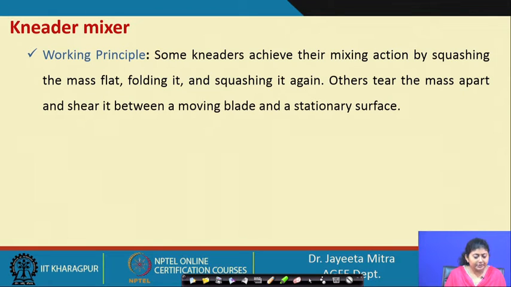Then the kneader mixture. The working principle is that some kneaders achieve their mixing action by squashing the mass flat, folding it and squashing it again. Okay. So, this is a common mechanism.